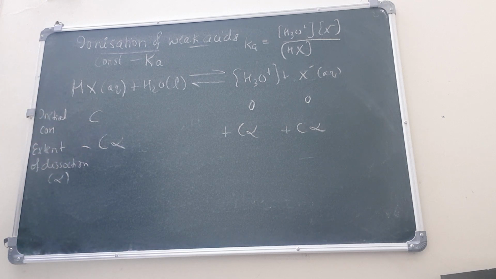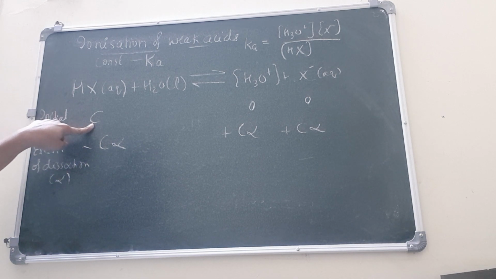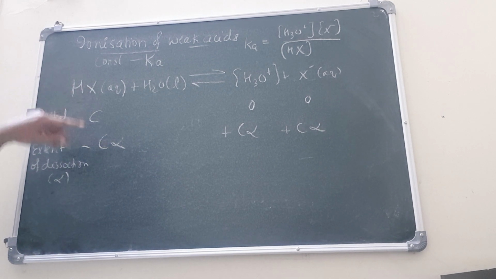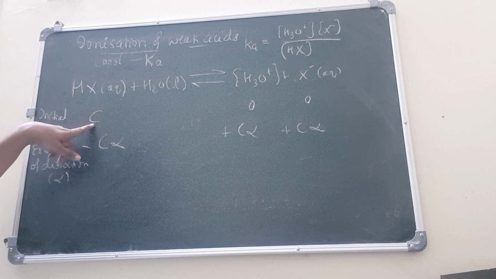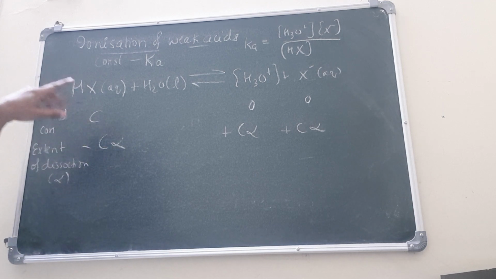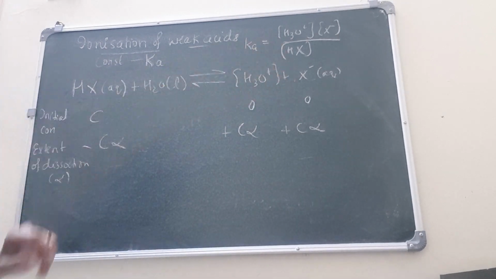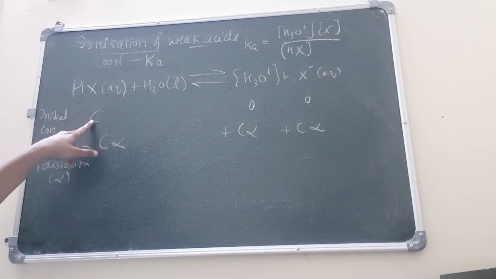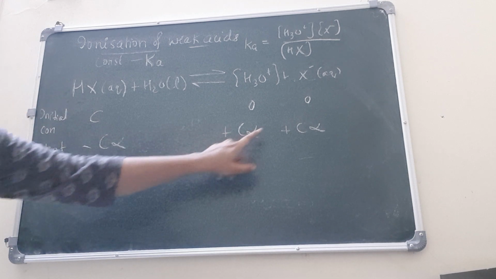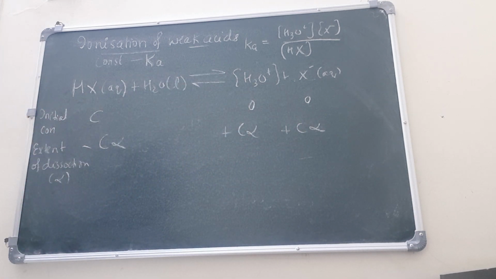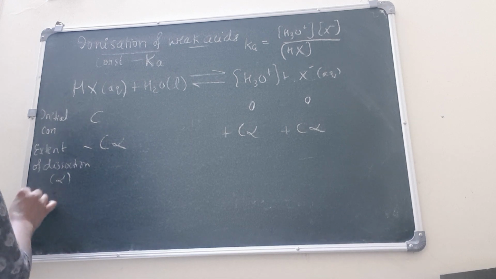I repeat, because if you understand this correctly, the base is just going to be a copy paste. I initially started with C molar concentration of HX, and alpha moles per mole of the reactant got dissociated. So for C moles it will be C alpha, and if 1 mole got dissociated, I was getting 1 of this and 1 of these ions. So if C alpha moles got dissociated, I'll be getting these many ions. I hope it is clear. Now, concentration at equilibrium.